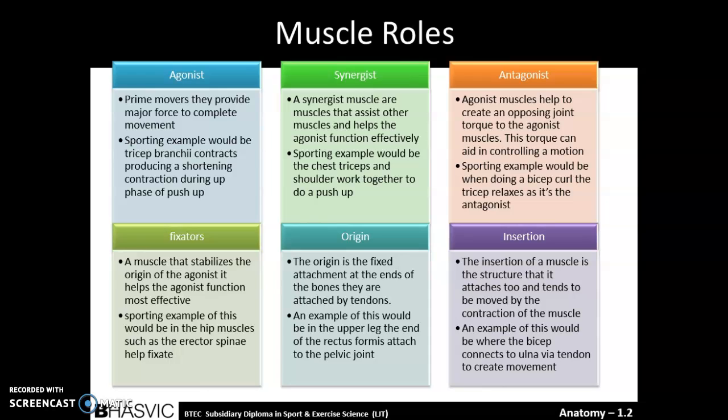Another muscle role would be insertion. The insertion of a muscle is the structure that it attaches to and tends to be moved by the contraction of the muscle. An example would be where the bicep connects to the ulna via the tendon to create a movement.